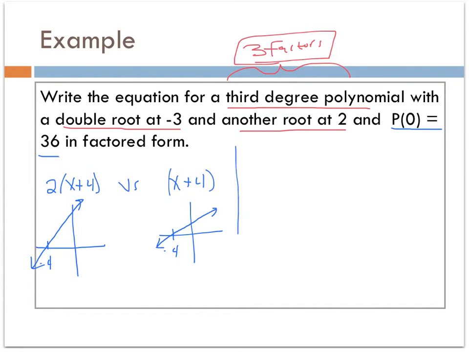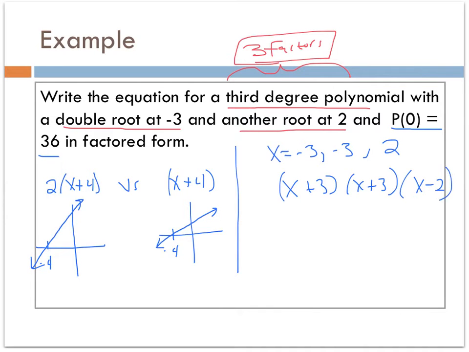So if we take the initial description of the problem and say we're going to write a third degree polynomial, it's got a double root at -3, so I know x is equal to -3 and -3, and we have 2. Then I'm going to work backwards, and I'm going to get x plus 3 times x plus 3 times x minus 2. Now, if I don't give you this P of 0 piece, this is going to be our answer, but that's all I can determine.